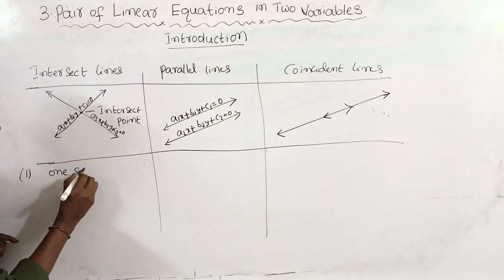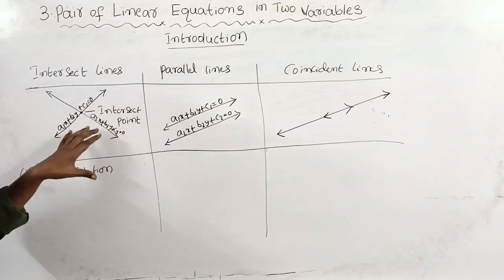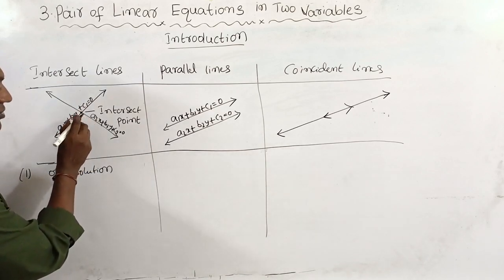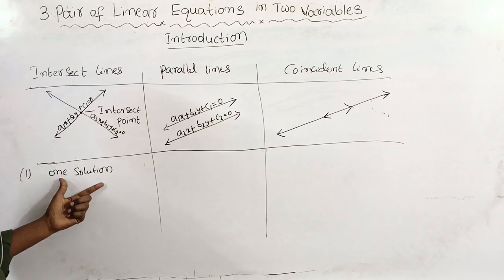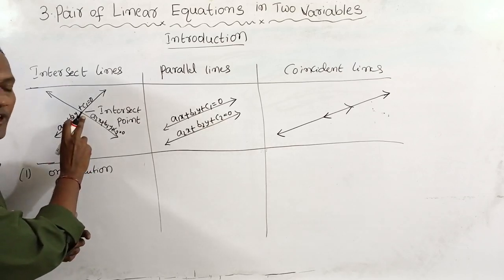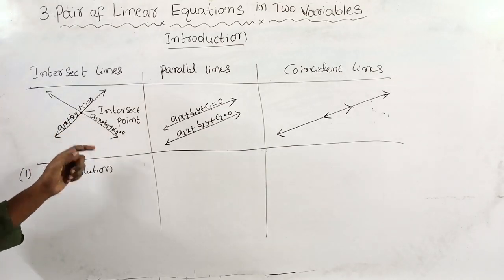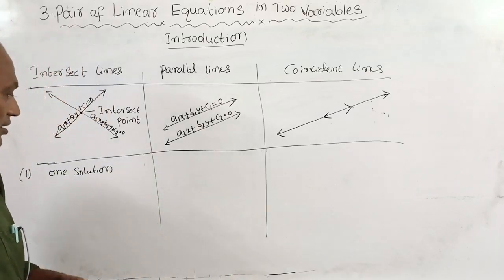One solution. It has one solution. After intersecting here, we can solve the question, we can find the answer here. This is the one solution, one intersect point, one common solution, one unique solution. We can also call it one unique solution, one solution.